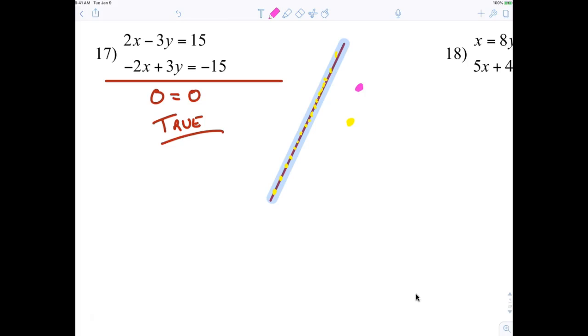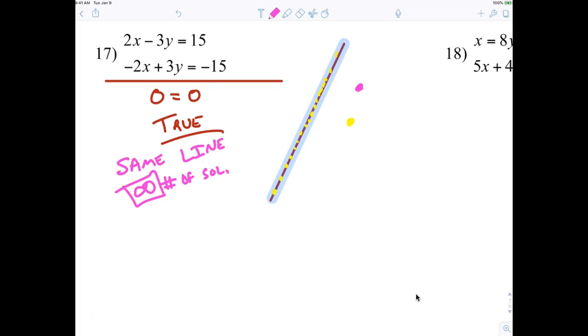Everybody hear me on that? All right? So what I want everybody to make sure that you do is write down it's true, which means it is the same line. So we would say there's an infinite number of solutions. But instead of writing all that out, we just abbreviate it to the infinite solution like that. All right? Yes, ma'am.